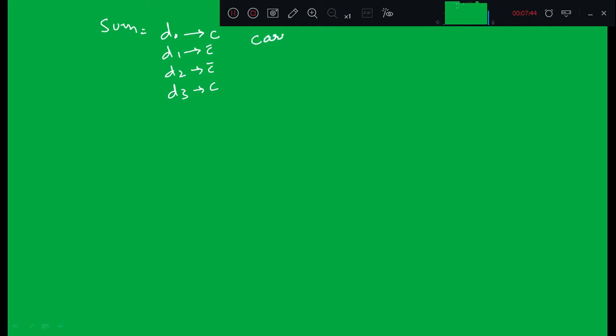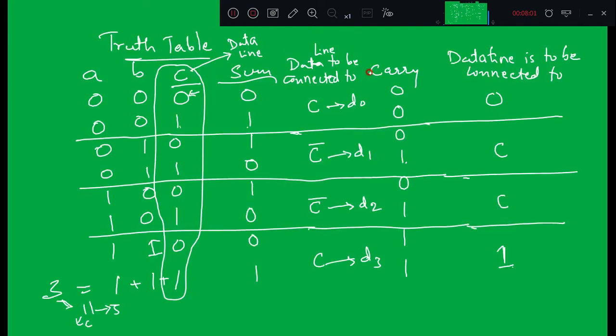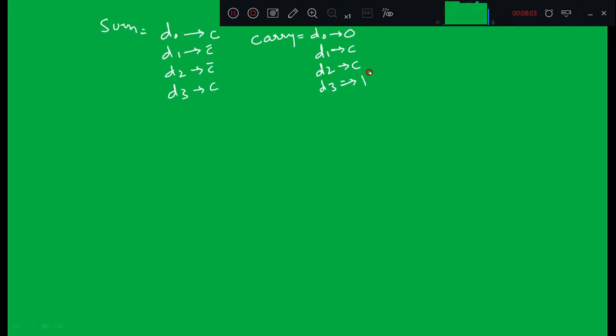For carry, D0 is connected to 0, I think. Yes. 0. D1 is connected to C, D2 is also connected to C, and D3 is connected to 1. Let me verify. 0 C C 1. Right? Now we will design this circuit.